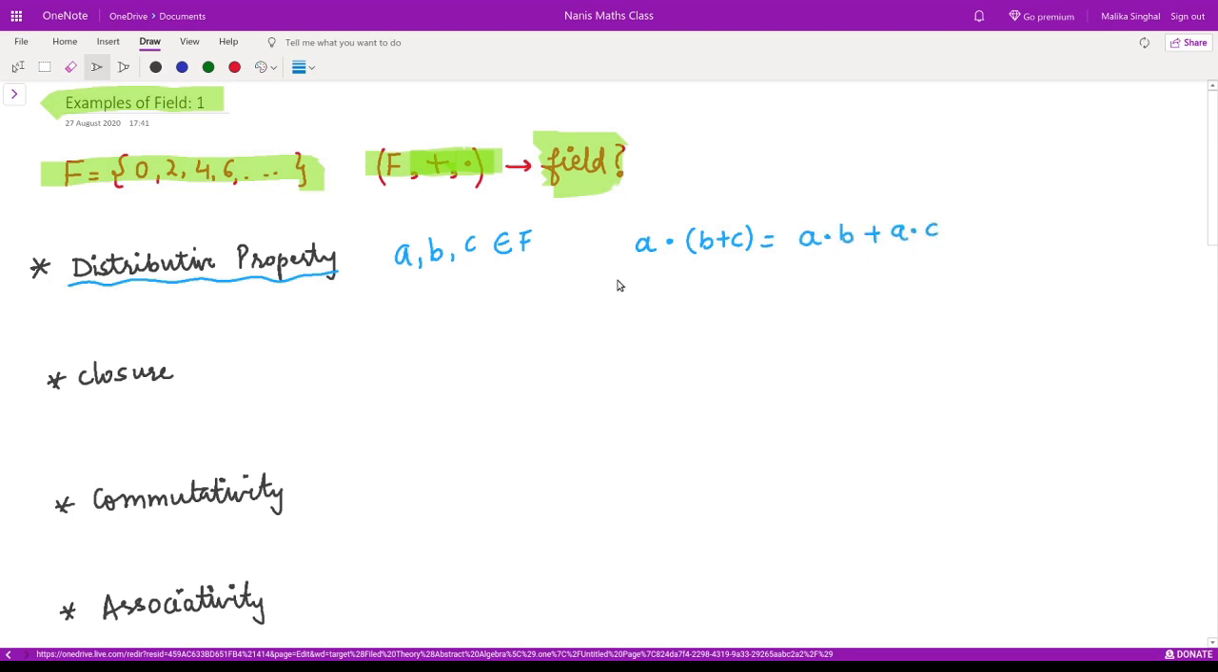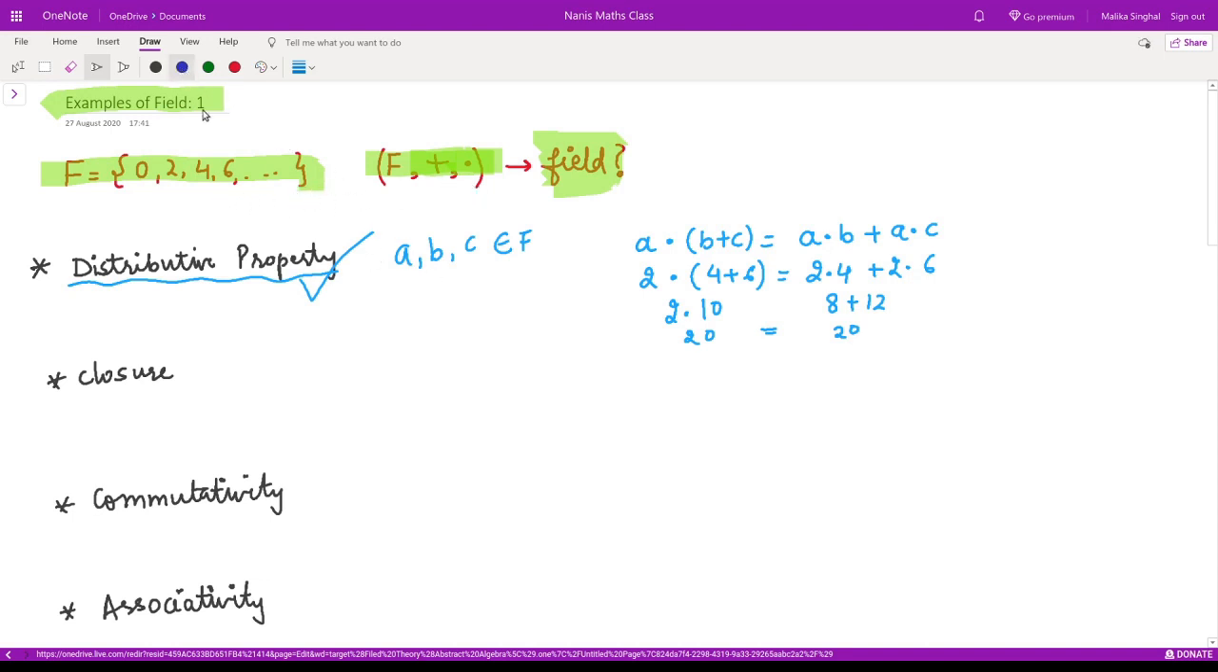So let us look at this property taking arbitrary elements. Let me take A as 2, B as 4 and C as 6. So this should be equal to 2·4 + 2·6. Here I have 2·10, which is 20, and on this side I have 8 plus 12, which is also equal to 20. So these two are equal. That means the distributive property holds for this set with the given two operations.